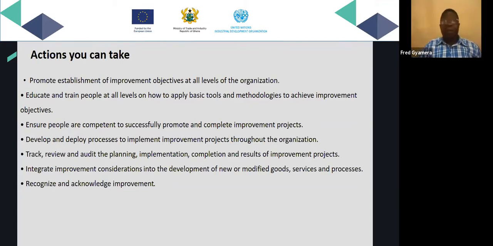You plan, you implement the plan, do some monitoring and evaluation, check where you went wrong, and correct yourself, and then the results or the findings, you plow it back in your planning. That is how you succeed. And please, I've said, recognize and acknowledge improvement and the people who were part and parcel of that success story.